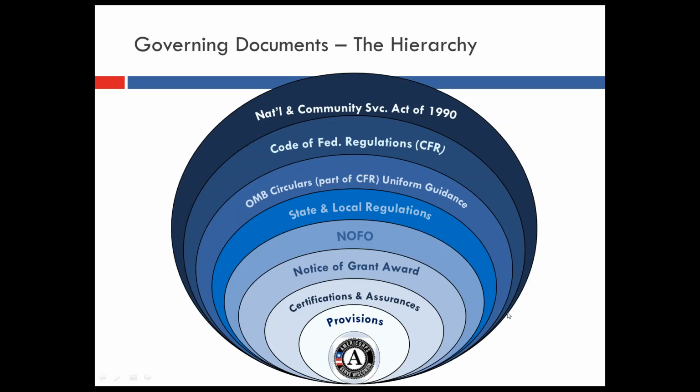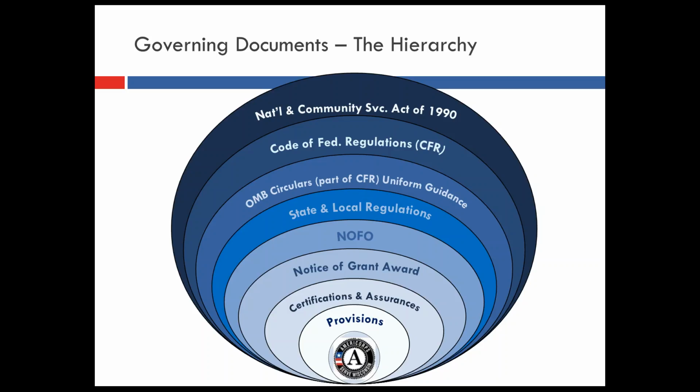Okay. This lovely diagram has been called the onion. It came from CNCS during our FGMI, and they use it at some of the national and regional trainings. This diagram shows the different layers of governing documents when it comes to your AmeriCorps grant. So just like an onion, there are many different aspects.